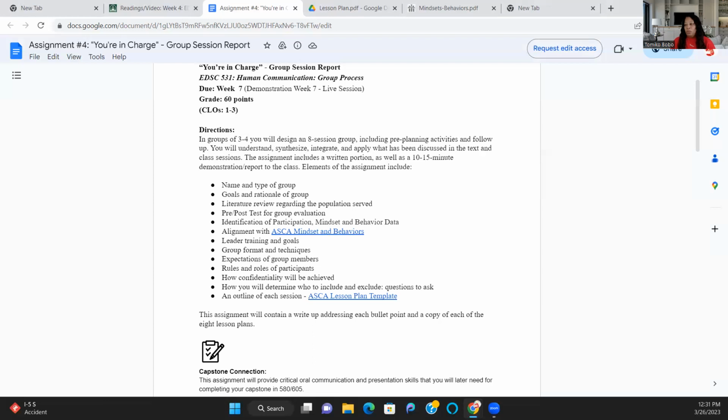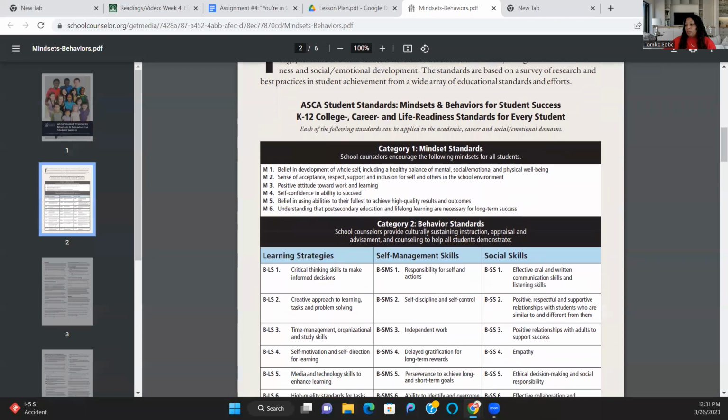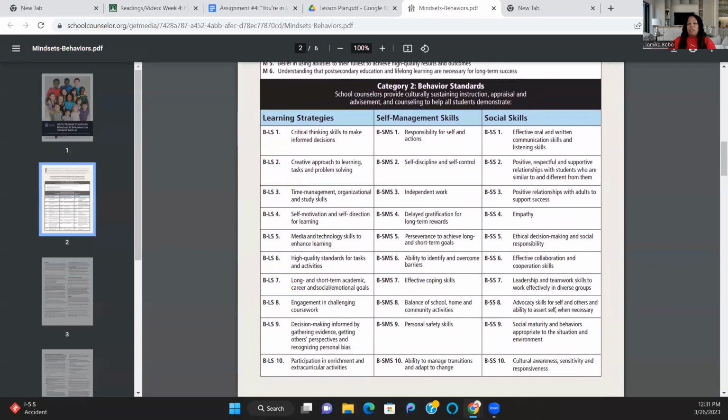Then we have the pre and post test for group evaluation. So this is the test that you give to the group before and after. Then identification of participation, utilizing the mindset behavior data. And we're going to align that with our ASCA mindsets. So here is the ASCA mindsets, and I'm showing you this. So these are the categories that you would be using to address why you're putting this particular group together.